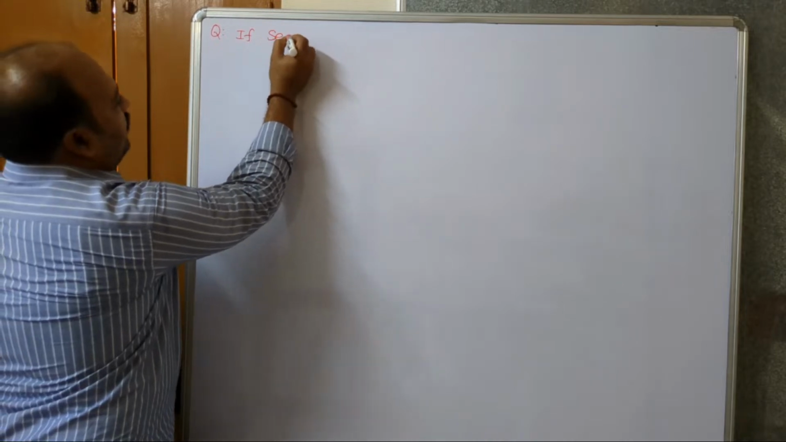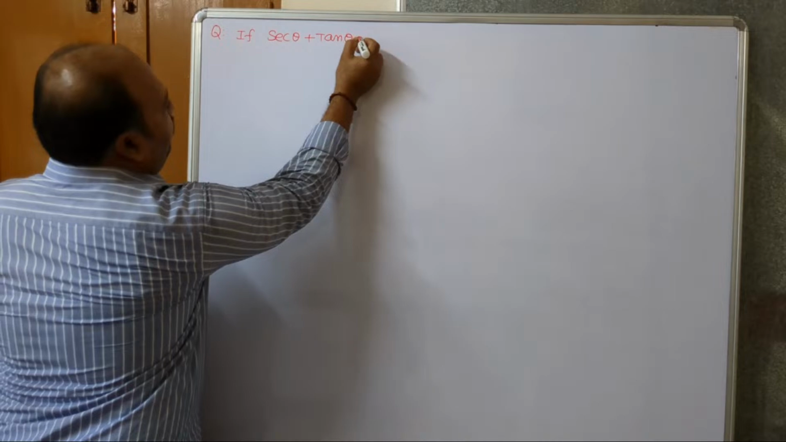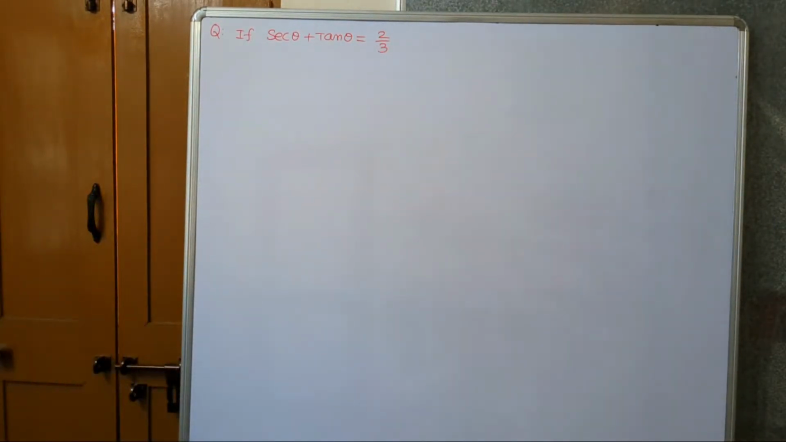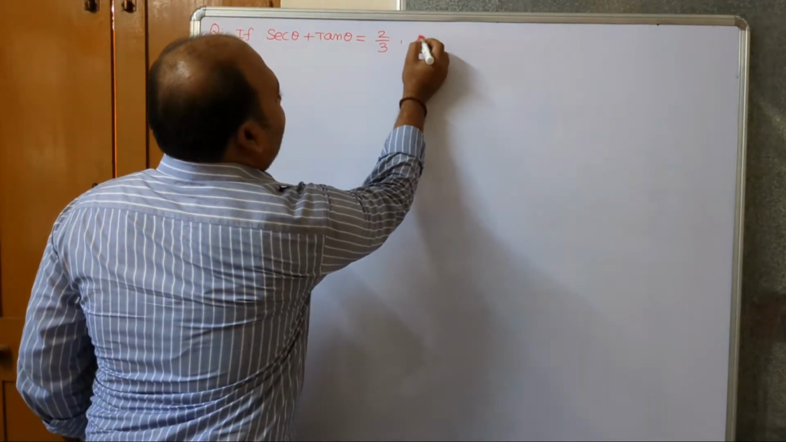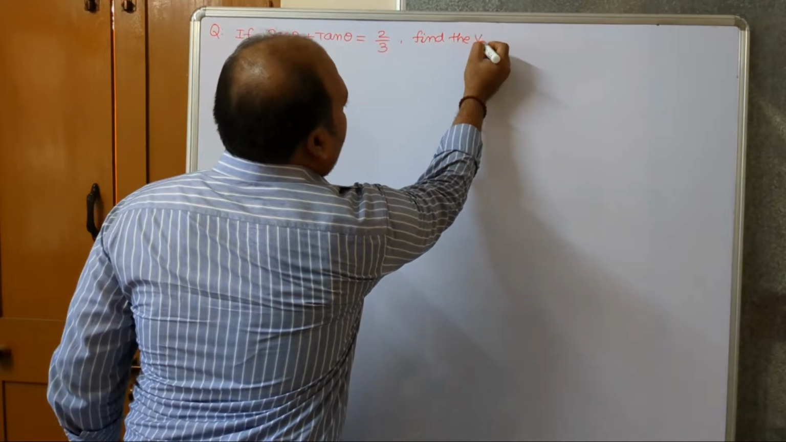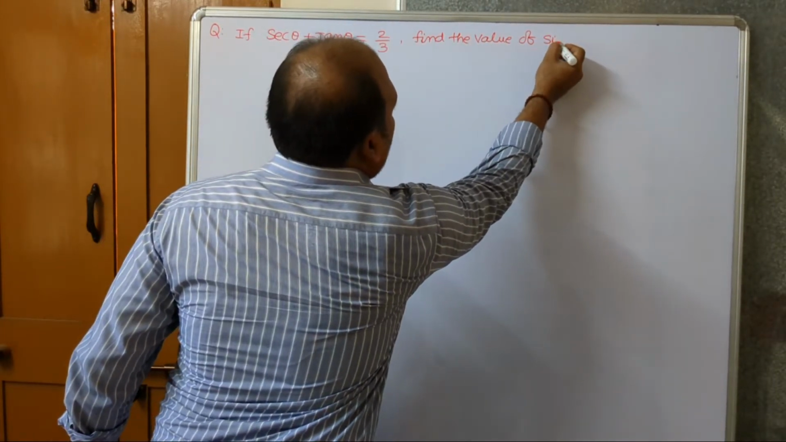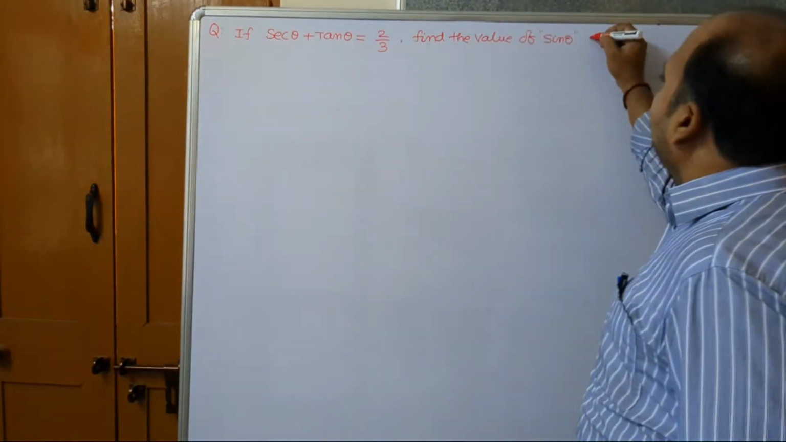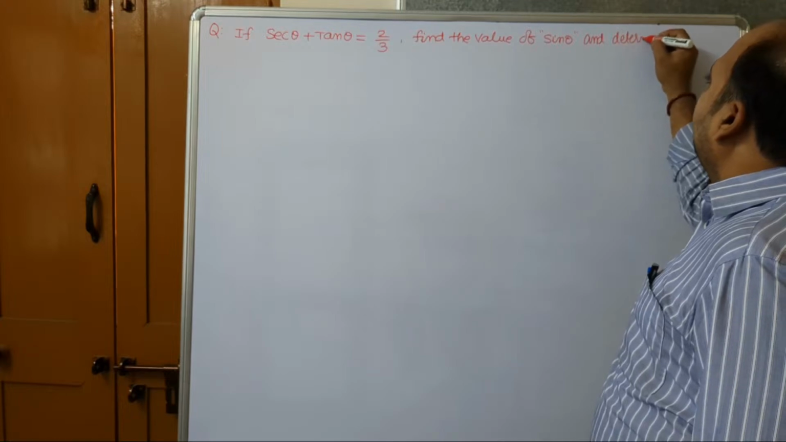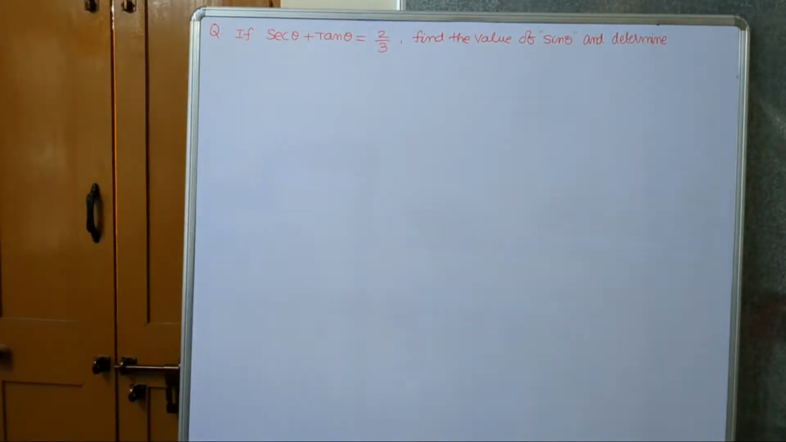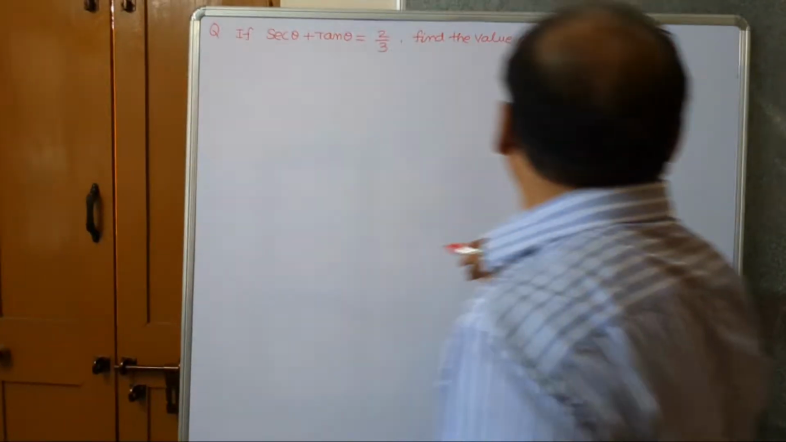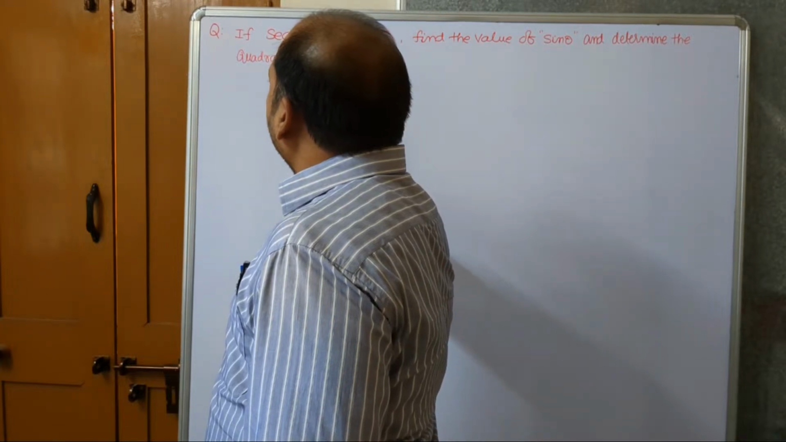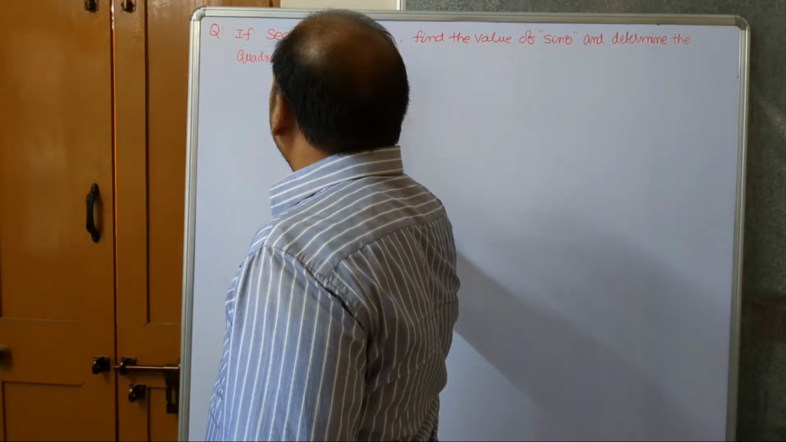If secant theta plus tan theta is equal to 2 by 3, find the value of sin theta and determine the quadrant in which theta lies.